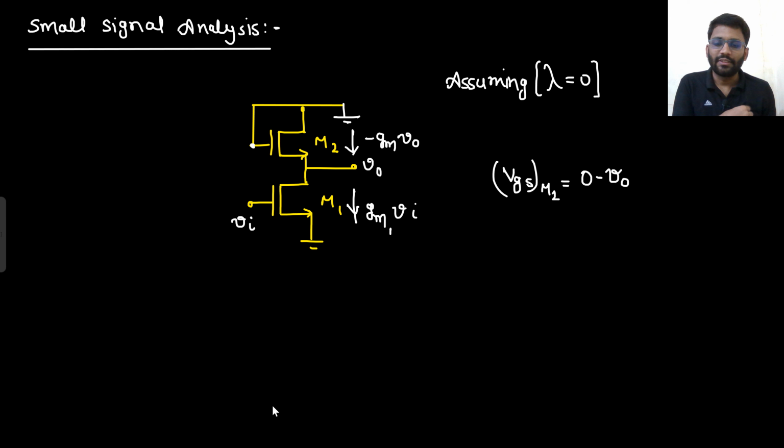In upward direction, we have gm V0 current. So in both M1 and M2, the same current is flowing because lambda is 0. There is no r0 connected. So both in M1 and M2, the same current is flowing, right? And M1 and M2 have the same current. That means this is gm2.